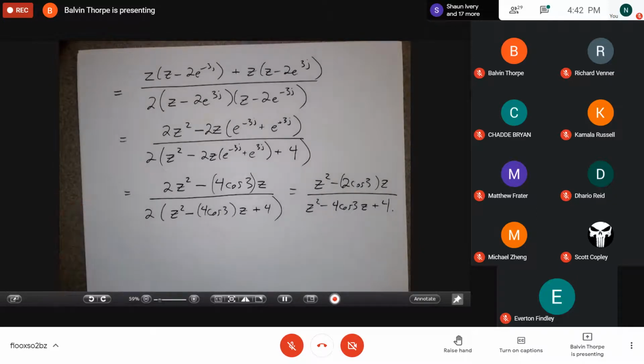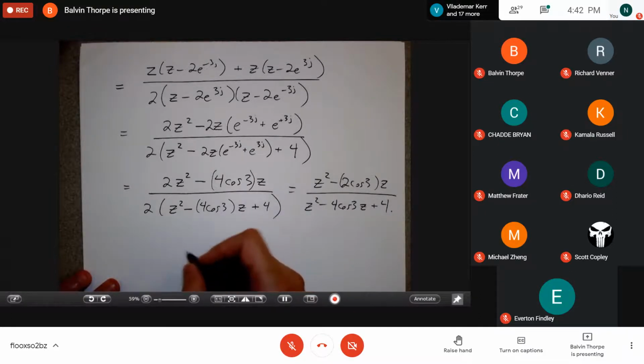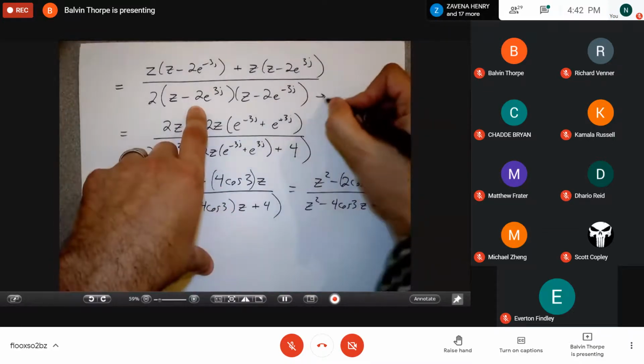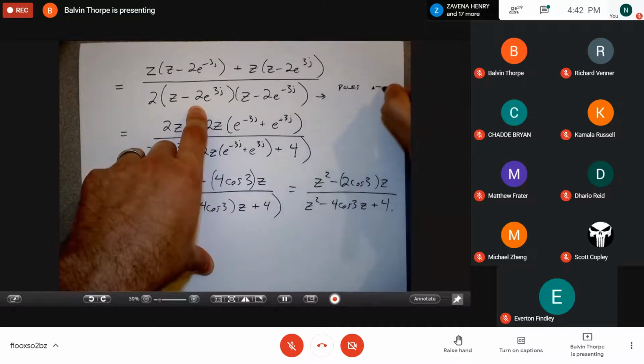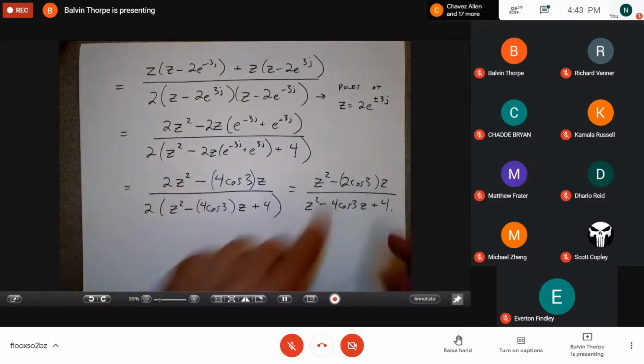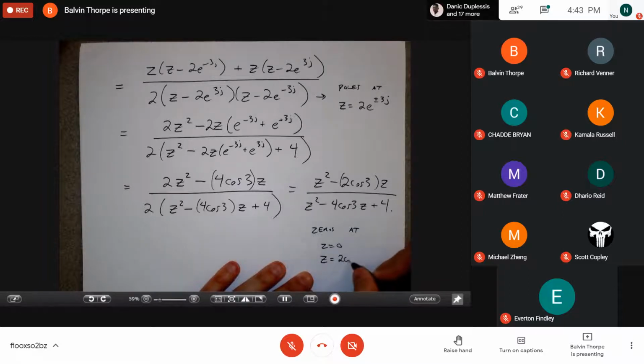Okay, so I kind of came up with the algebraic part of the z-transform. And now let's think about what the ROC of this thing has to be. Actually, before I do that, let me just think about the poles and the zeros. What do I have here? Well, I can read them off from here before I multiply things out. I get the poles at z equals 2e to the plus or minus 3j. And here I can see what the zeros are. I get zeros at z equals 0 and z equals 2 cosine of 3.